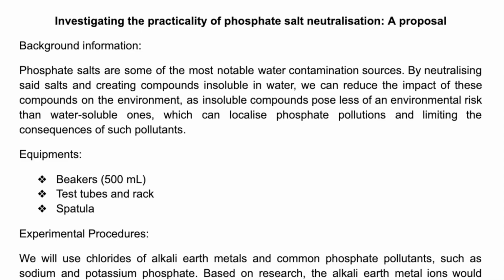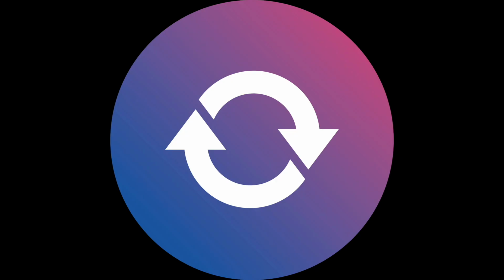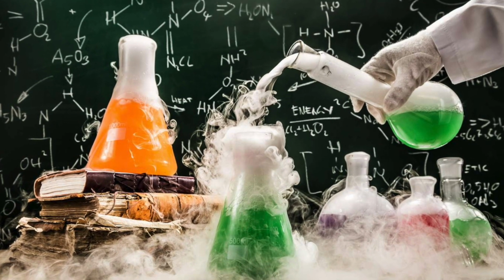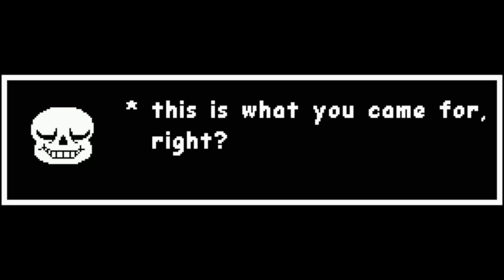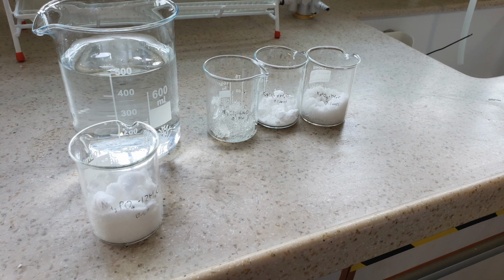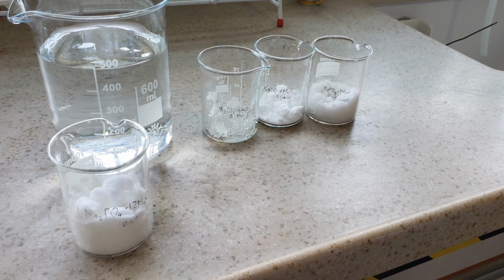Now, for the experimental principles. We only need to prove a point, which is investigating the practicality, so we don't actually need to repeat the experiment. As for chemistry involved in methodology, well... Anyway, we're going to use potassium and sodium phosphate, and also calcium and magnesium chloride.